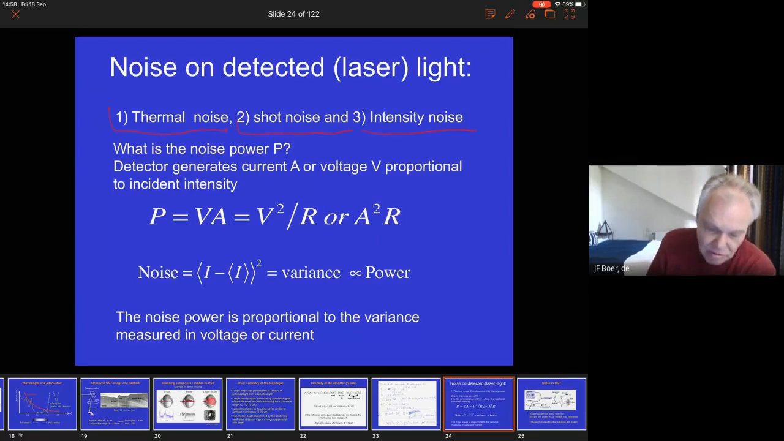I want to skip thermal noise. I mean, it's pretty obvious that any detector that you turn on and you measure the output, it has noise on it. That's the thermal noise.